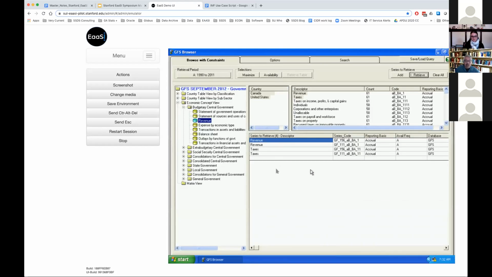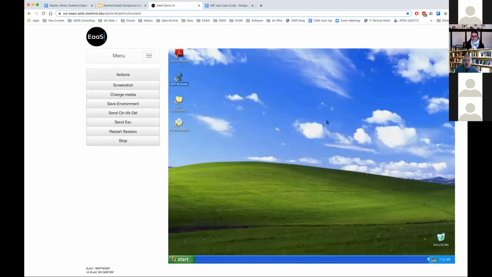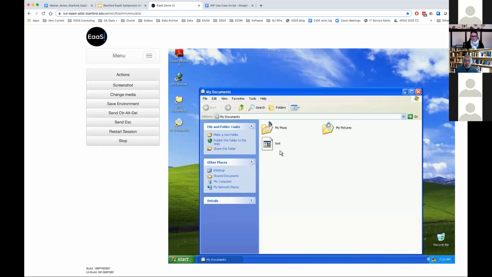And I think that basically takes you through a lot of what a user would do if they could actually access these historic CD-ROMs in the emulation environment. So I'm going to close this. And I created a shortcut for my documents on the desktop. So I'm going to open that up. And you can see that my test data is actually there.